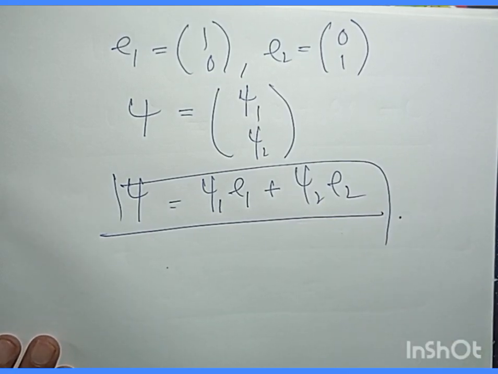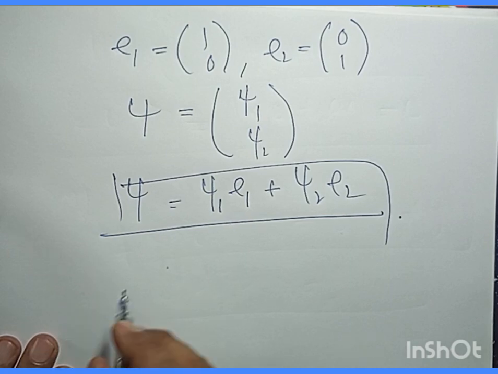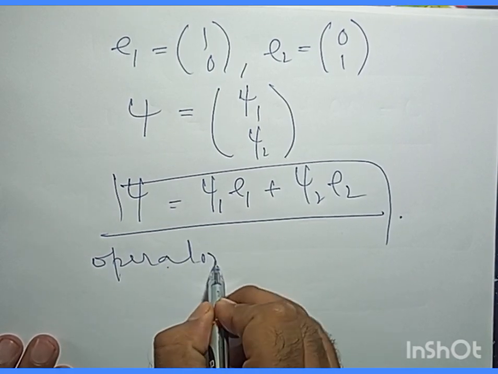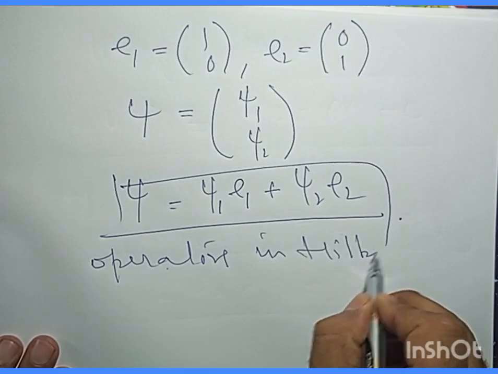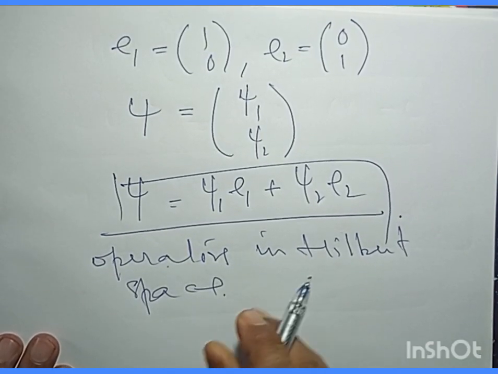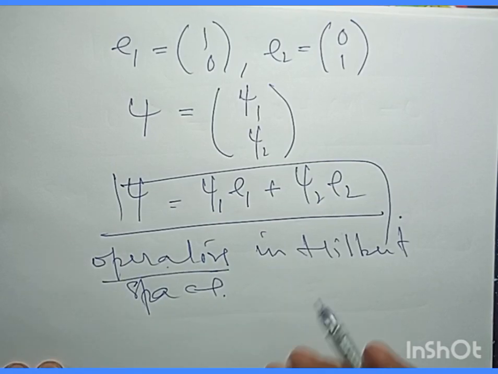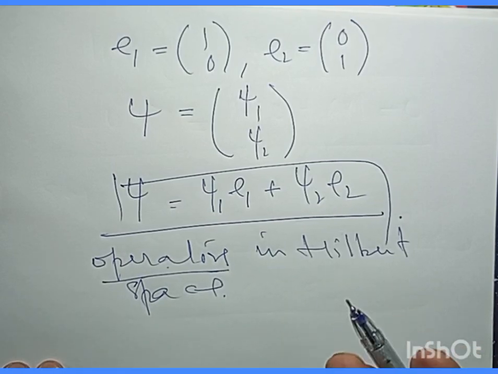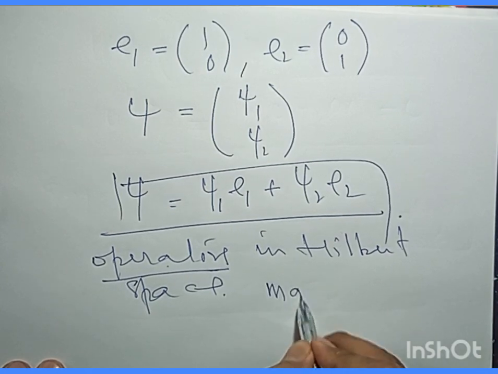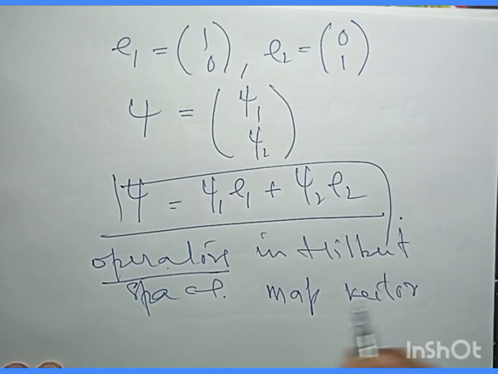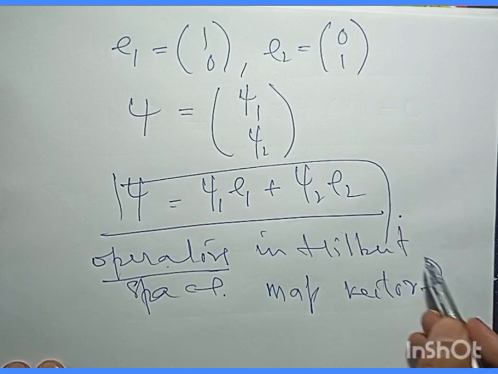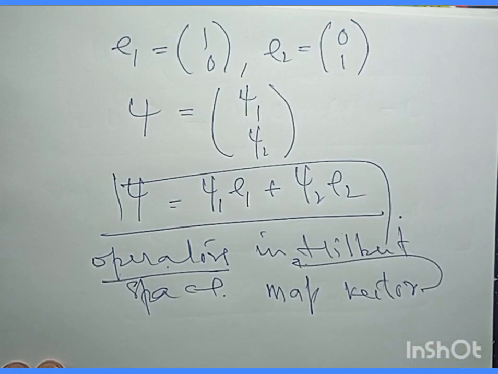Now, operators in Hilbert space. What are operators? Operators are basically functions, and their job is to map vectors. They map vectors within the Hilbert space. They represent physical observables. What are the physical observables? They are position, momentum, and energy.